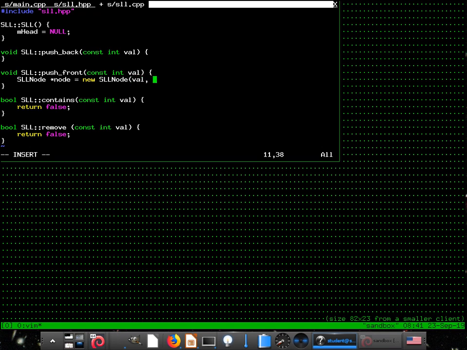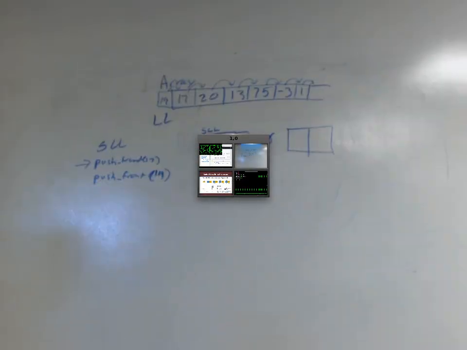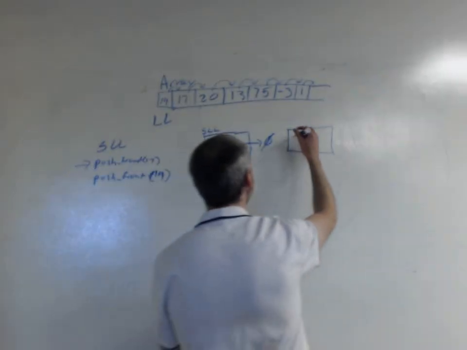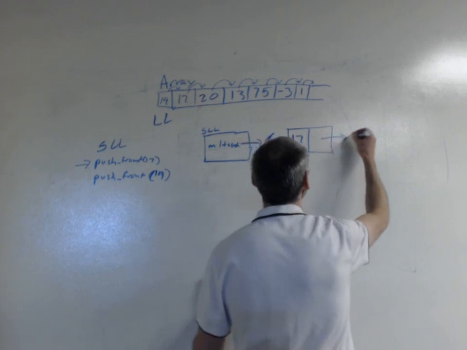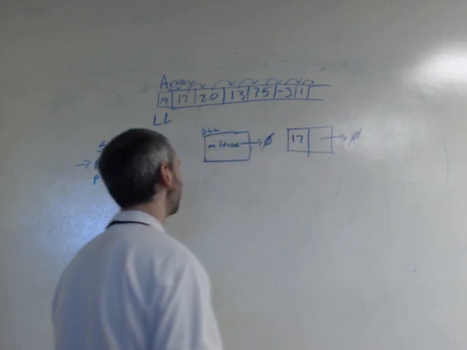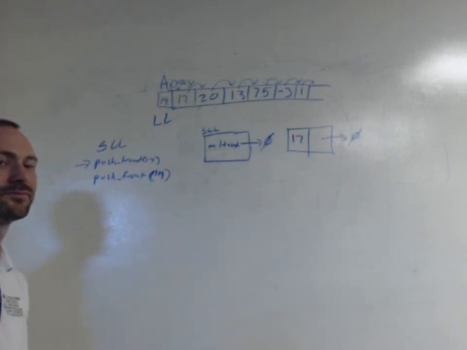Well, I guess it should be val. There we go. But what should its next be? It's null. Okay. Semicolon. All right, great. Sorry, I was getting excited. What that does is it creates 17 here and points that to null. We're doing great. Now what do we do?